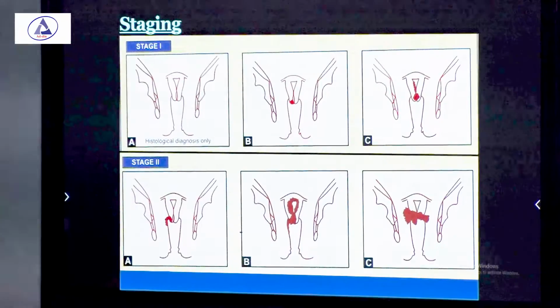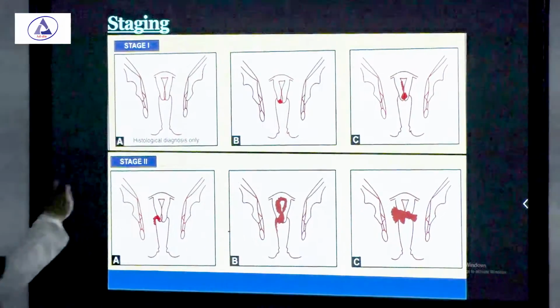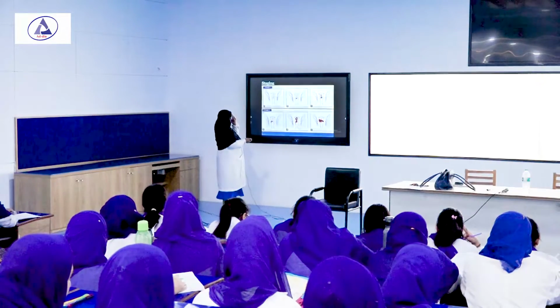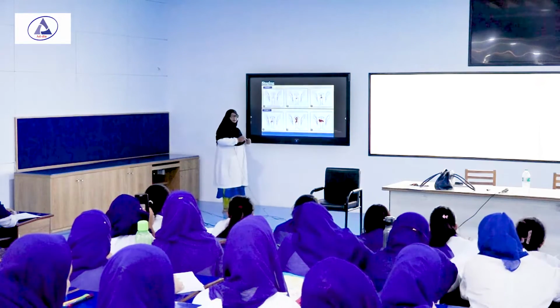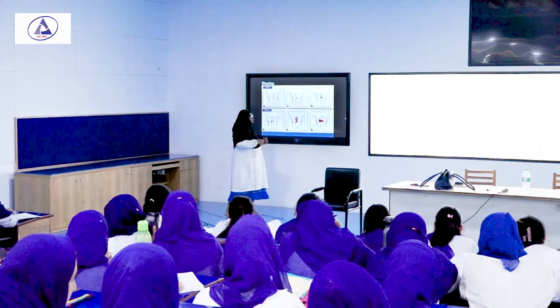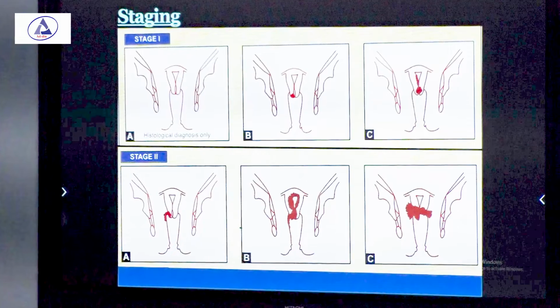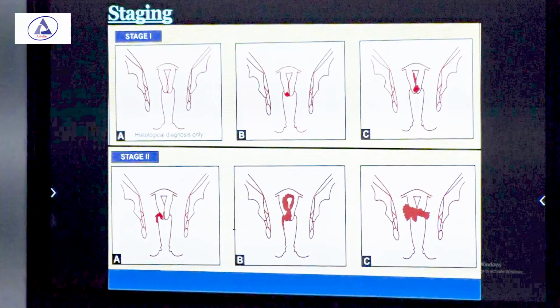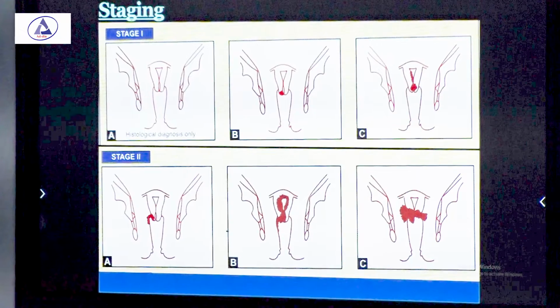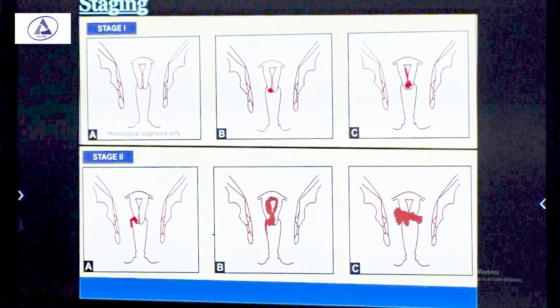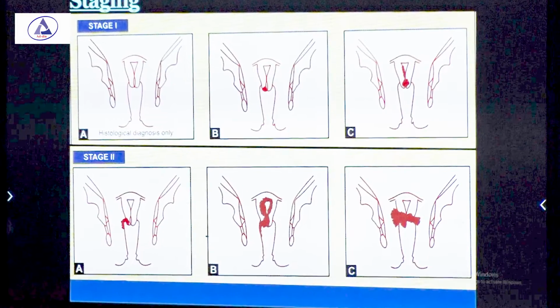Stage 1 is confined to the cervix only. Stage 0 is pre-invasive carcinoma of the cervix, not usually seen by the naked eye. Stage 1A is the microinvasive form. A1 is less than 3 millimeter in depth and 7 millimeter in breadth. A2 is more than 3 millimeter in depth and more than 7 millimeter in breadth.